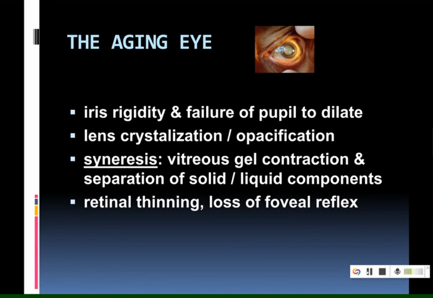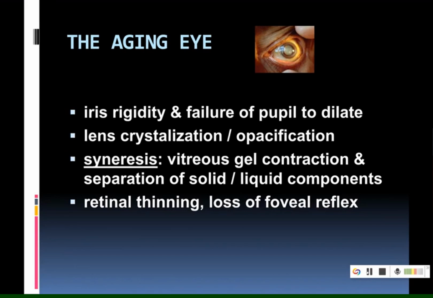So here we'd like to go from organ to organ on a tour of what aging does to the organs. With the aging eye, we know that there's increased iris rigidity. The pupil may be sluggish in dilating and accommodating, and so this actually becomes a problem with light to dark adaptation, where people, after they see a bright light in the older adult population, may have temporary blindness for a longer period of time than the younger population.